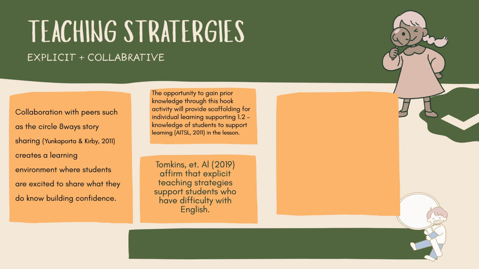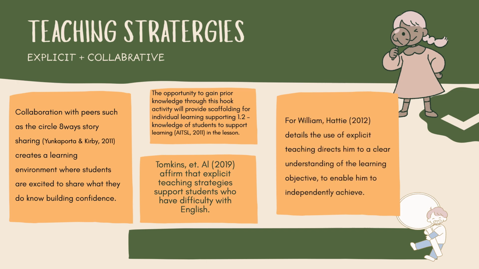Alina is supported through my use of key terms from prior lessons and repetition through visual aids. Tompkins and others affirm that explicit teaching strategies support students who have difficulty with English. For William, Hattie details that the use of explicit teaching directs him to clear understanding of the learning objective to enable him to independently achieve.